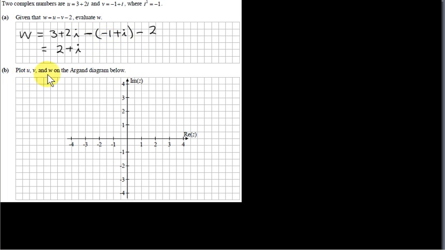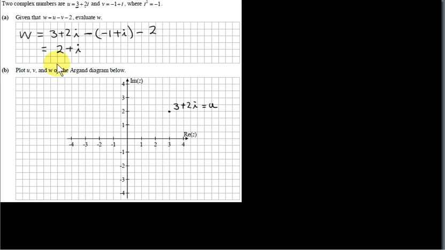Now we want to plot u, v and w on the Argand diagram below. Well, the real part of u is 3, so we go to 3 on the real axis. The imaginary part is 2, that's the coefficient of i. So we go to the point 3, 2. So this point here represents the number 3 plus 2i, which is called u.